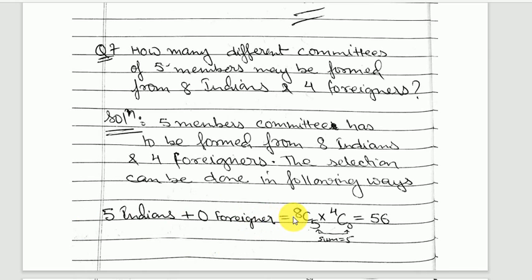So that means from 8 Indians, we are selecting 5 members. So that's why we write 8C5. That means selection has been done from 8, and how many are we selecting at a time? 5. So 8C5. And from those 4 foreigners, we are not selecting anyone, so 4C0. Here the sum should come to 5, because in our selection, members should be 5. So the sum of these two should be 5 only. So 5 plus 0, 5. If you calculate, you will get 56.